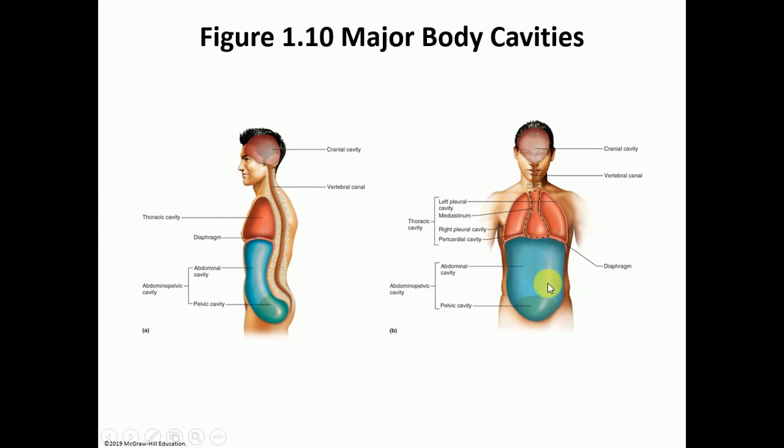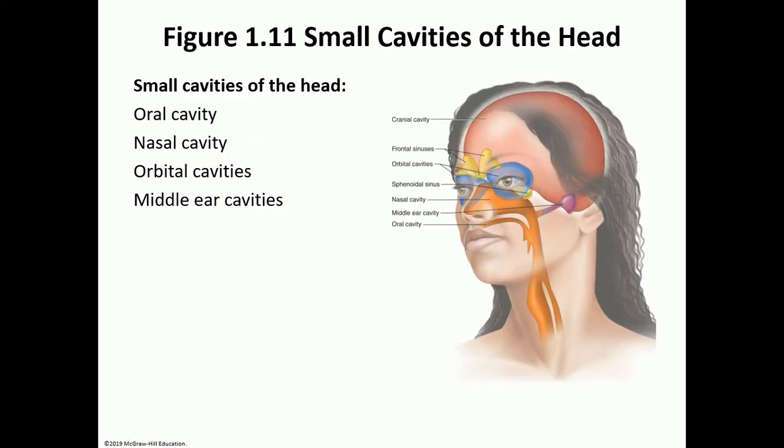So we've talked about the cranial cavity that has the brain, but the head also has smaller cavities. A lot of these are known as the nasal sinuses. The reason we have all of these different cavities in the skull is so that the skull is not very heavy and is more of a lighter bone.